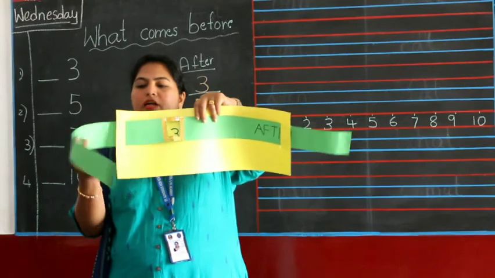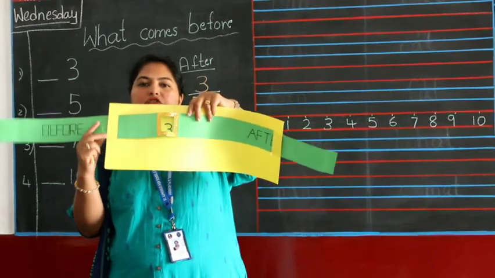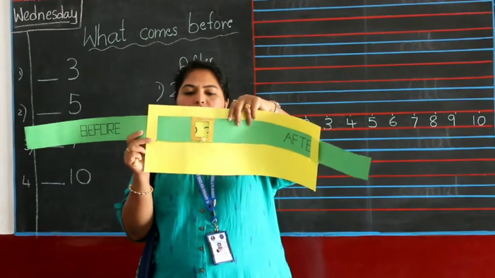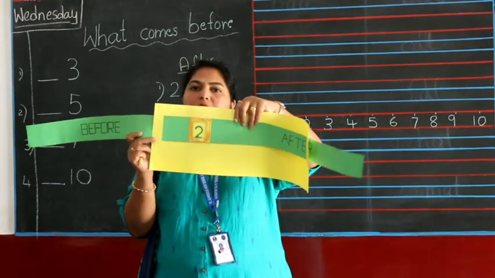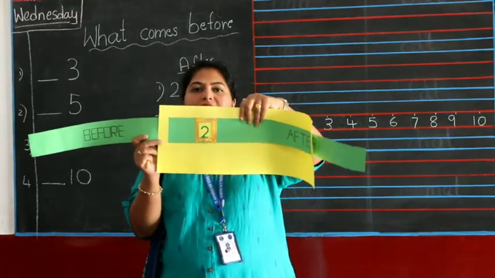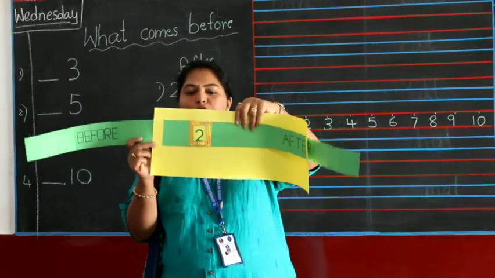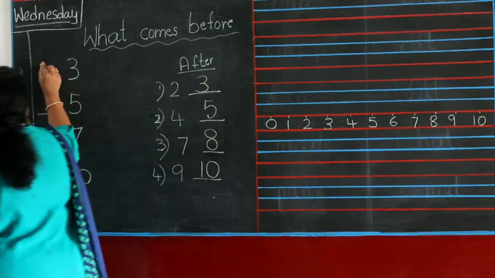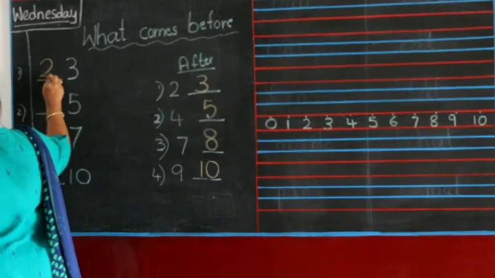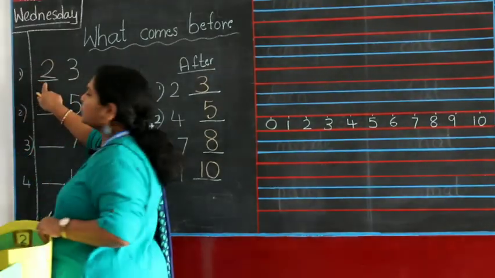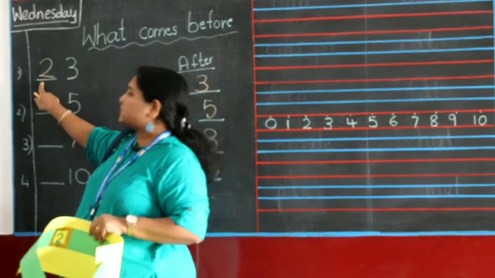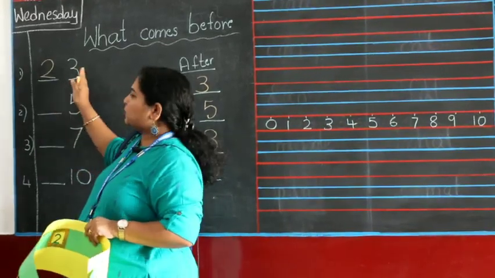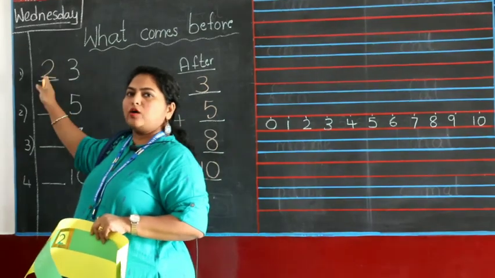So I am going to drag the before side, which is your left side. What comes before? What number is this? This is 2. So what comes before 3 is 2. On the line space which is given, you have to write 2. So 2 and 3. What comes before 3 is your 2.